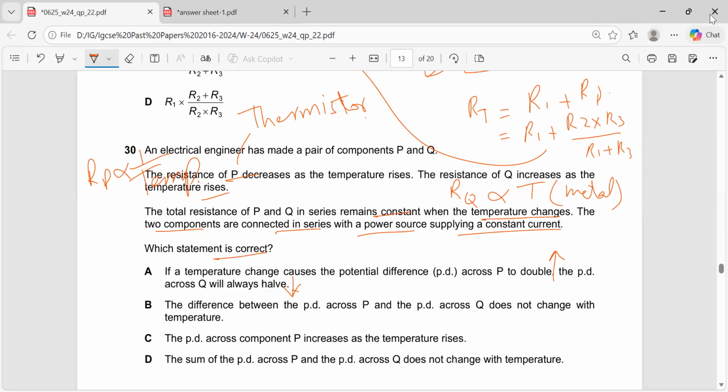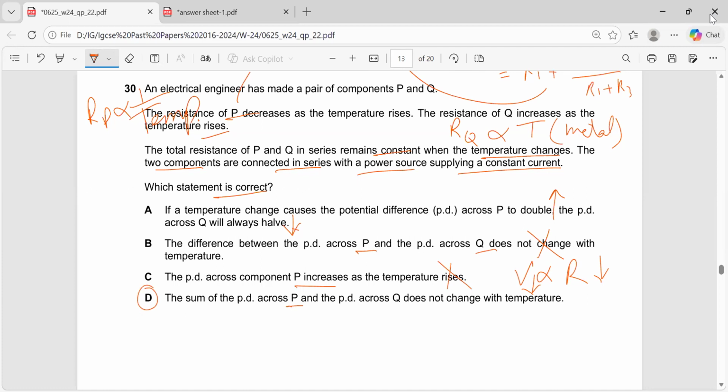No. The difference between the potential difference across P and Q does not change. How come that is not changing? So this is wrong. The potential difference across component P increases as temperature rises. No, V is directly proportional to R. R decreases, so V will be decreasing. It will not be rising. Only the correct answer is this. See, sum of the potential difference across P and across Q does not change with temperature.